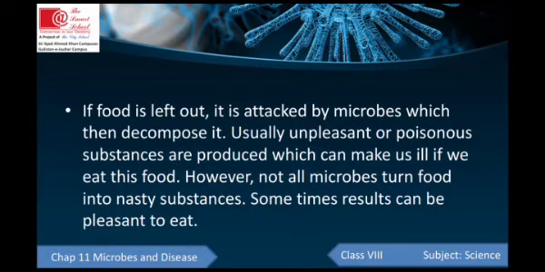If food is left out, it is attacked by microbes which then decompose it. Usually unpleasant or poisonous substances are produced which can make us ill if we eat this food. However, not all microbes turn food into nasty substances. Sometimes the result can be pleasant to eat. Cheese and yogurt are made by microbes or by the enzymes taken from them.